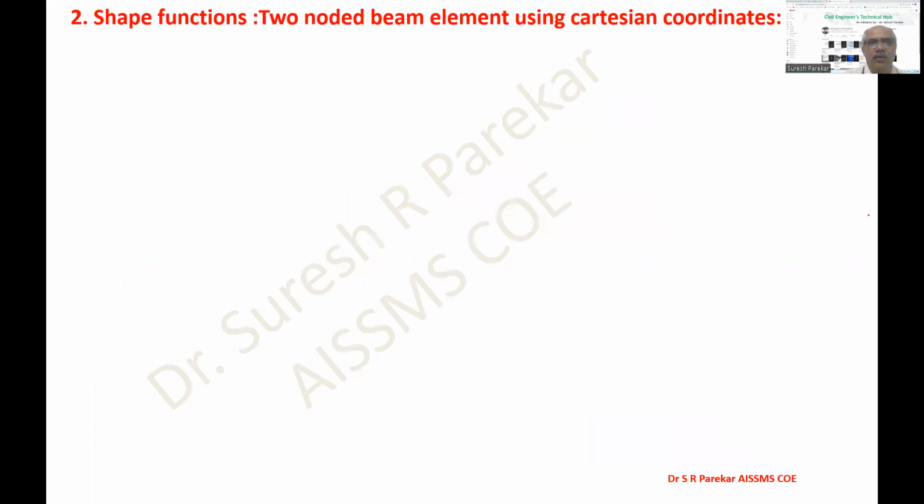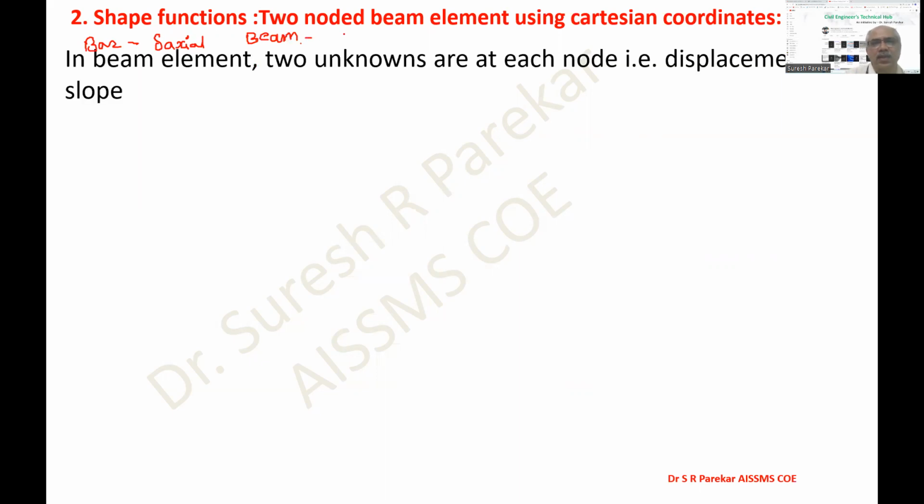Now, what is the difference actually between the two? In the bar element, we have only one unknown displacement, that is delta x. But in the beam, we have two unknown displacements. One is the linear displacement and another is the slope. So in the beam element, there are two unknowns at each node, that is displacement and slope.